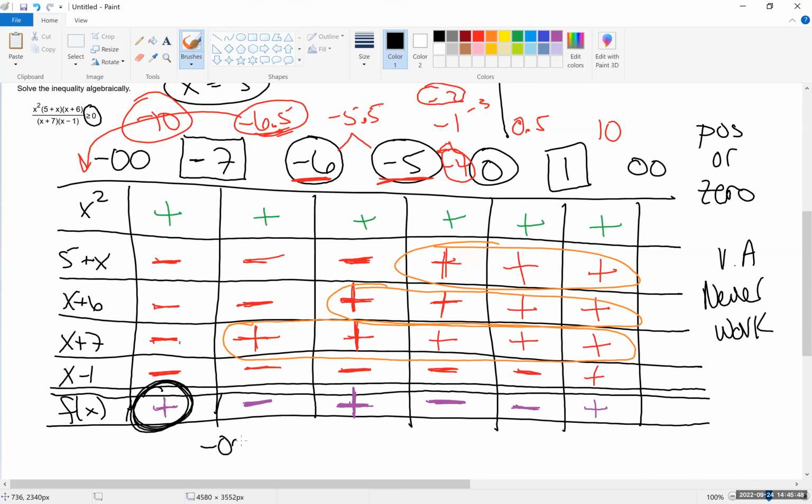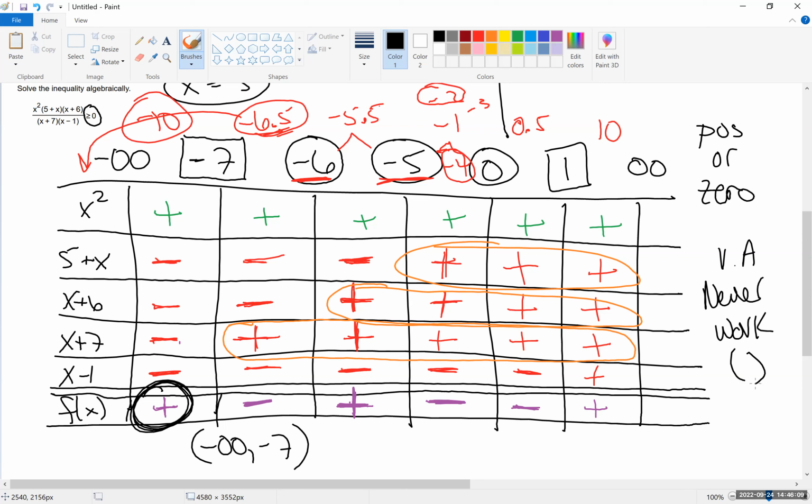It goes from -infinity to -7. Infinity always gets a parenthesis. That -7 is a vertical asymptote. Vertical asymptotes never work. What's that mean? Vertical asymptotes always get parentheses.